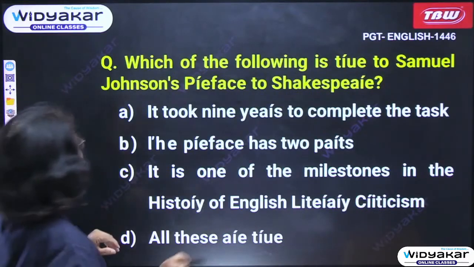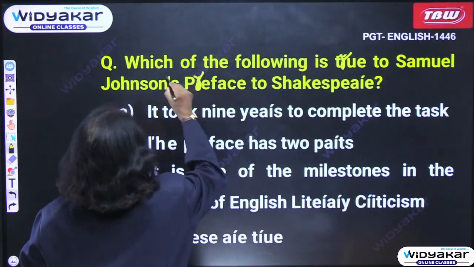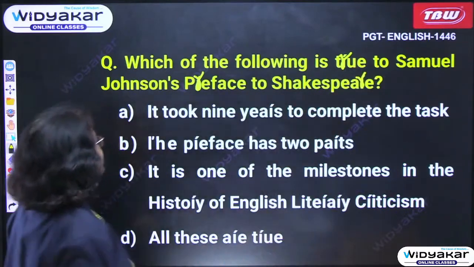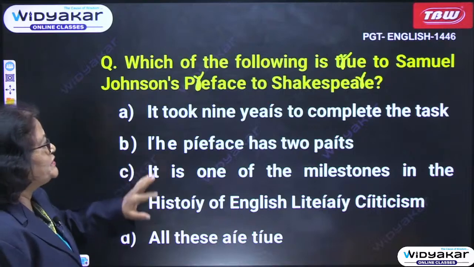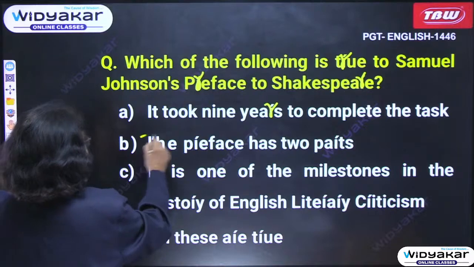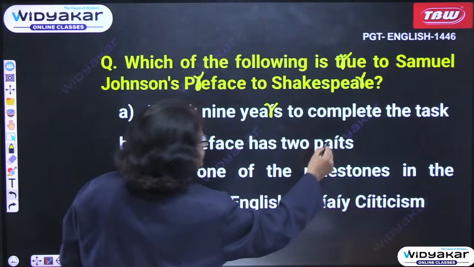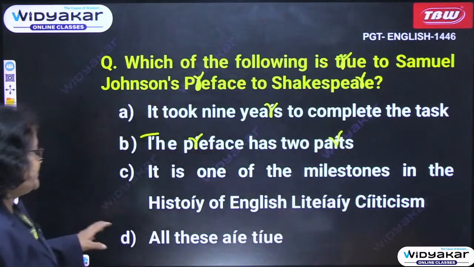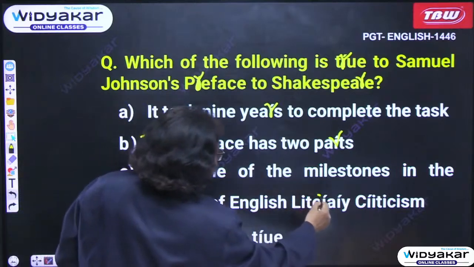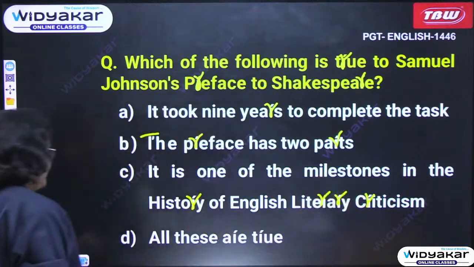Which of the following is true to Samuel Johnson's Preface to Shakespeare? A, it took 9 years to complete the task. B, the preface has 2 parts. C, it is one of the milestones in the history of English literary criticism. D, all of these. Okay.